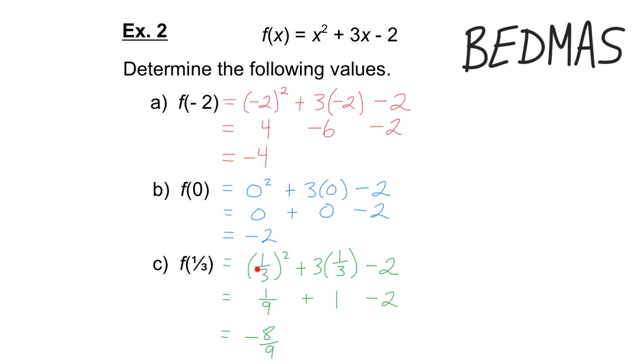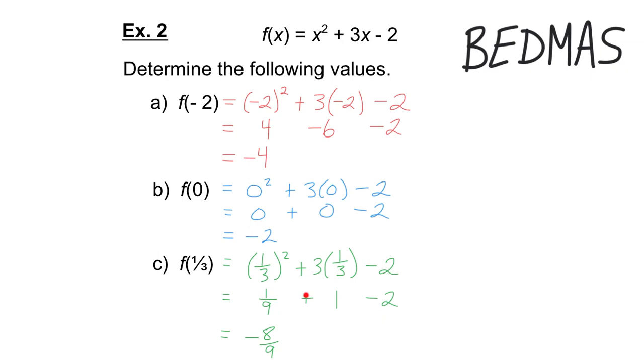Yes, it's a fraction, but you do the same thing. Replace x with 1/3. Do the math. 1/3 squared means 1/3 times 1/3. Well, 1 times 1 is 1. 3 times 3 is 9. 3 times 1/3 is 3/3, which is just 1. Or you can think of this as 3 times 1 divided by 3. 3 times 1 is 3. Divide that by 3, it's 1.